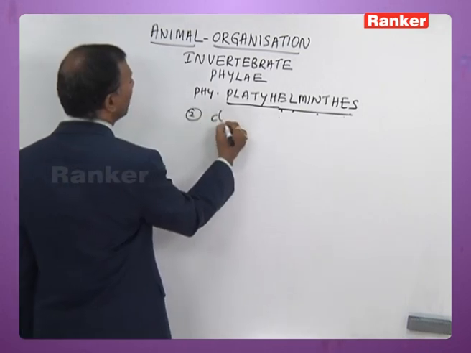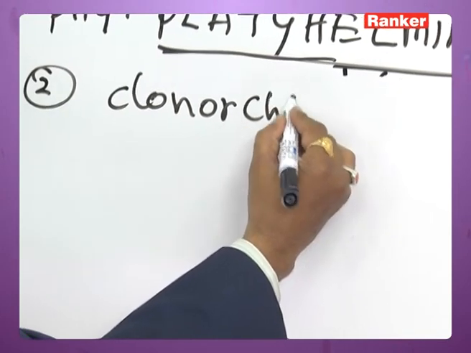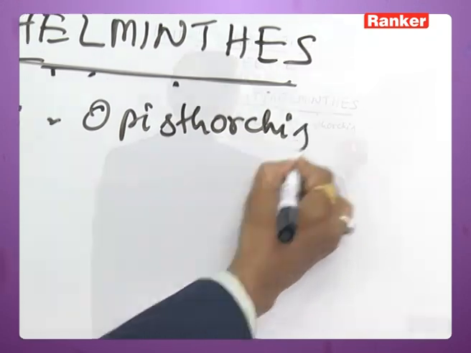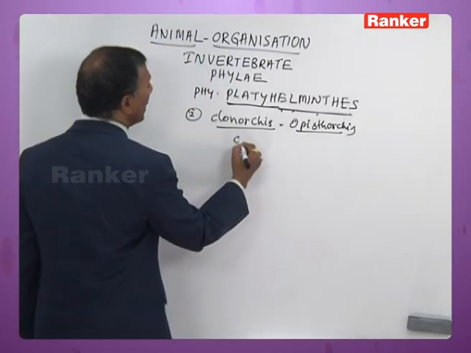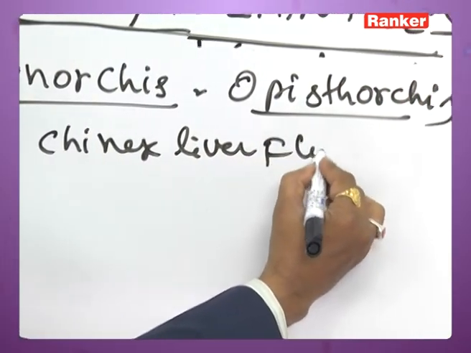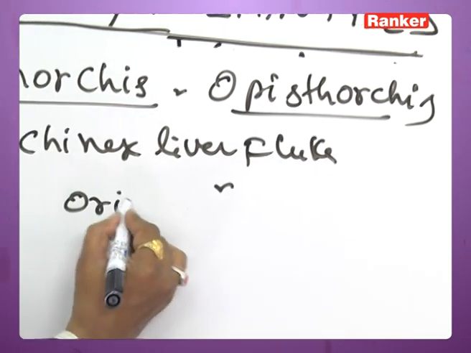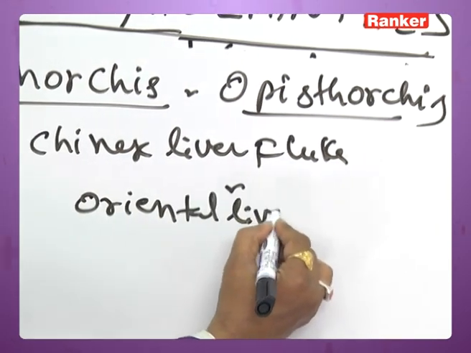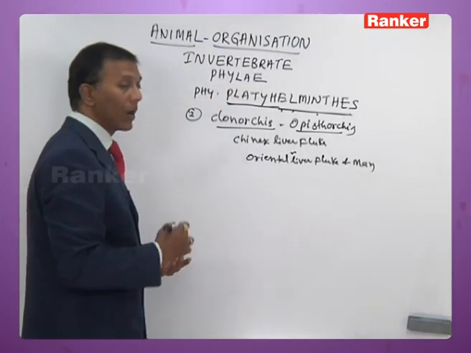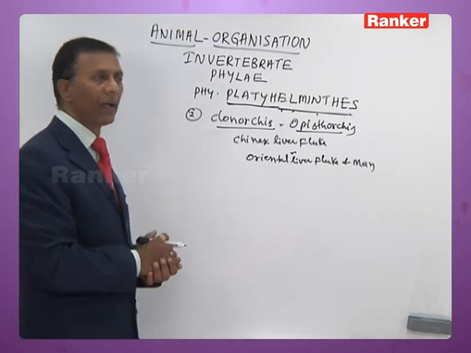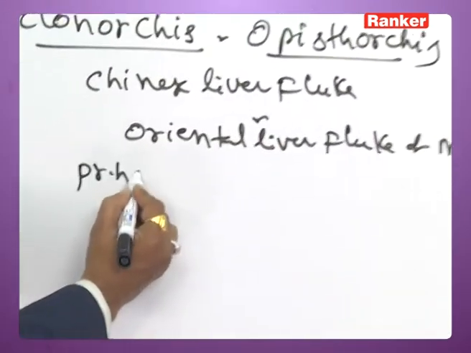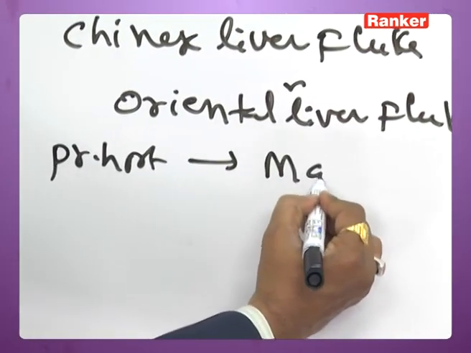Now another example you have is Clonorchis or Opisthorchis. It is commonly called the Chinese liver fluke or Oriental liver fluke of man. It is a digenetic fluke. Primary host is the human being.